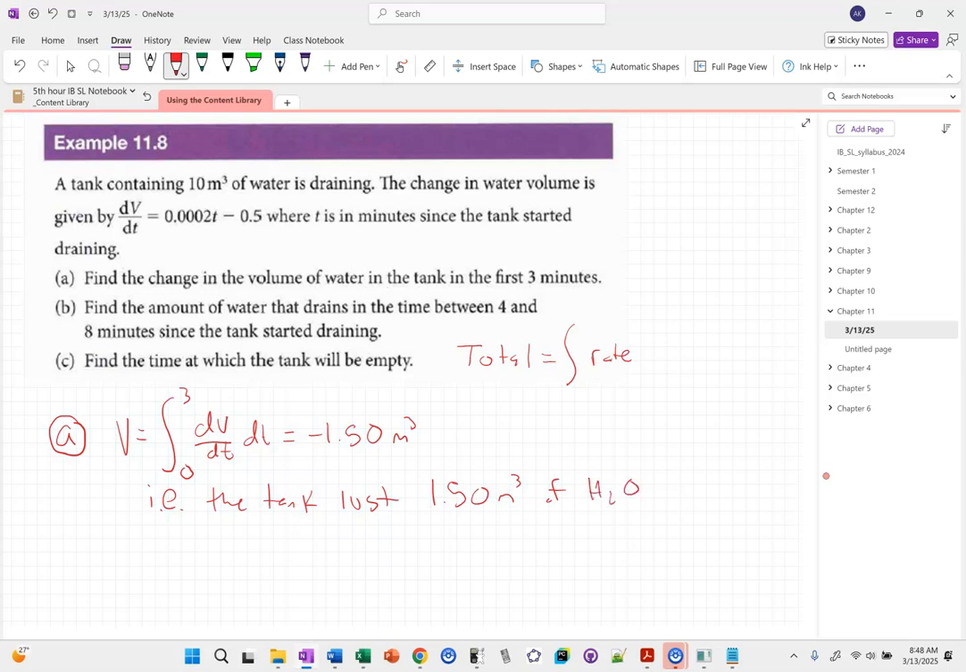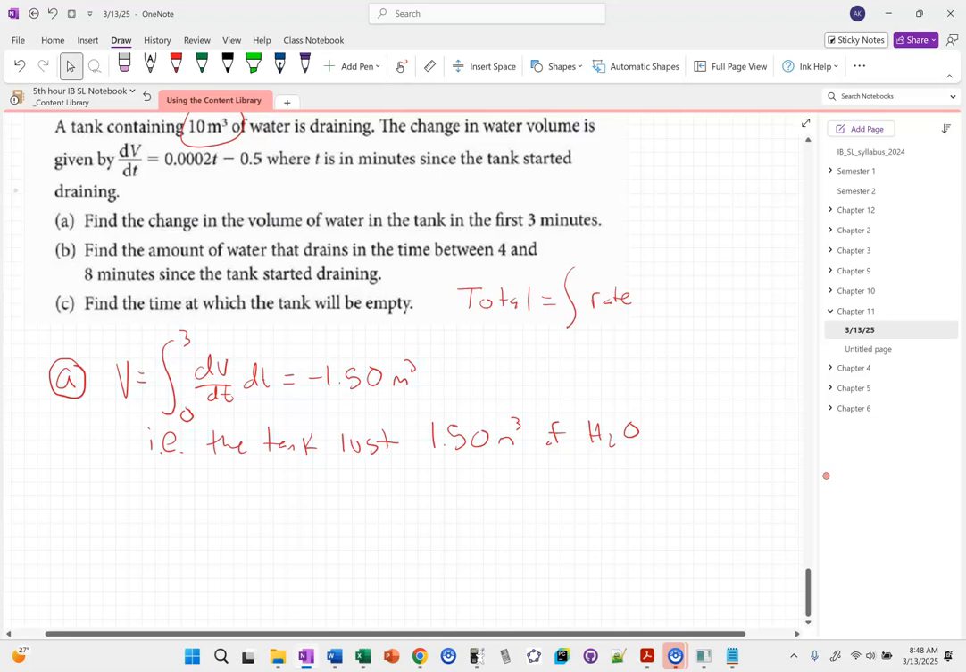If I get a negative volume, that would mean that we lost some. So if we started at 10, how much did we lose? Or how much is in there now? Like 8.5, right? Cool. All right.